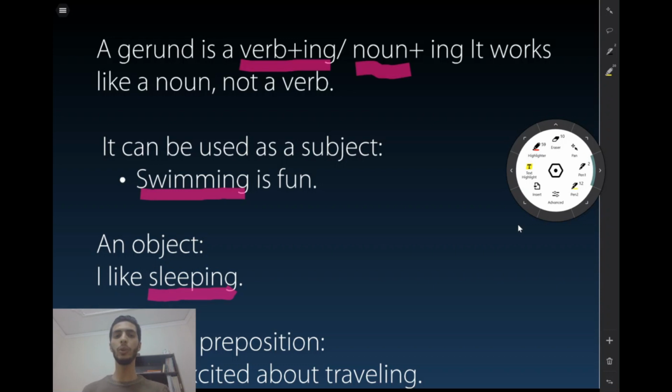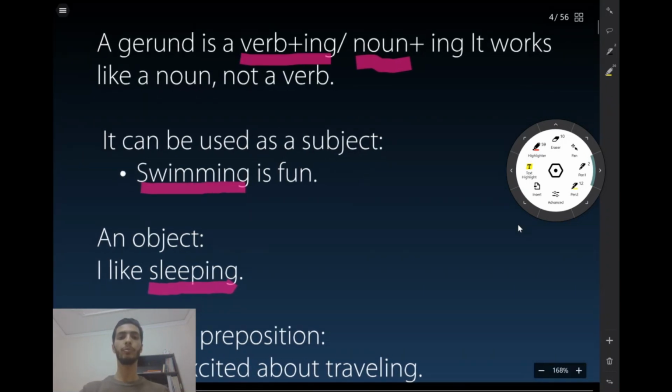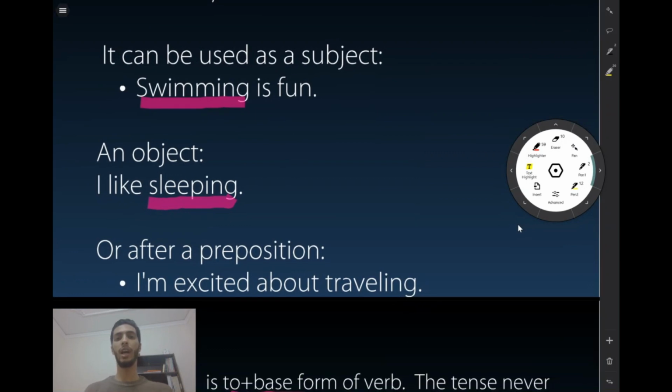Alright, so very quickly we have three cases. Okay, so it can be used as a subject. So يمكننا استعمال الجيرند في الحالة الأولى كفاعل في الجملة، والفاعل في الجملة دائما يكون في أول الجملة. As you can see here in this example, swimming is fun.